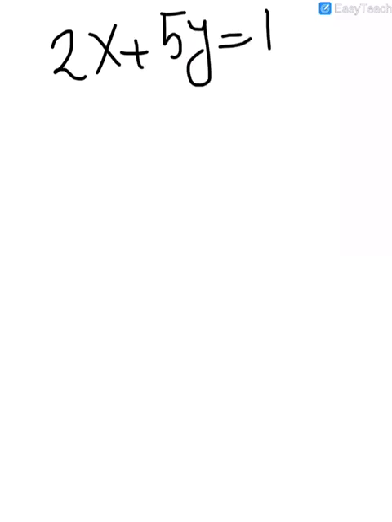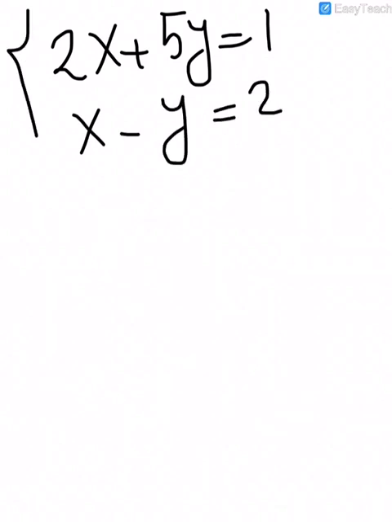If you remember from high school, we were solving systems of equations, for example two equations like 2x plus 5y is equal to 1, and x minus y is equal to 2, right? How were we solving this one? We were solving these equations like this.